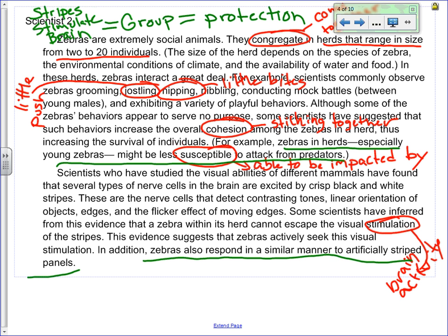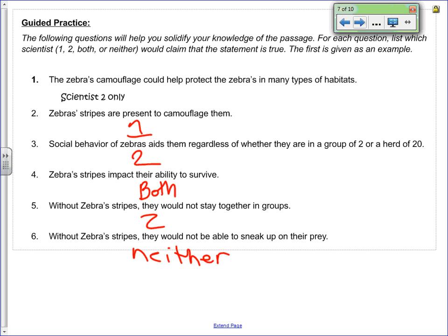So, I got tripped up because it said regardless of whether they are in groups, so I said if they're not in groups, then they're not going to act up. Oh, so when they say regardless of whether you're in these groups, this is giving you the option. So it doesn't matter if they're in a group of 2 or in a herd of 20, they would both be helpful. Now again, these are varying levels of helpful. So this one would probably be much better than this one. All right, but they would both be helpful in some way, shape, or form.